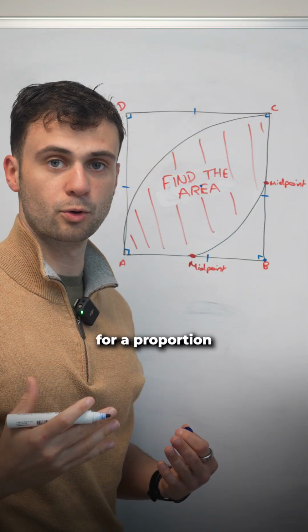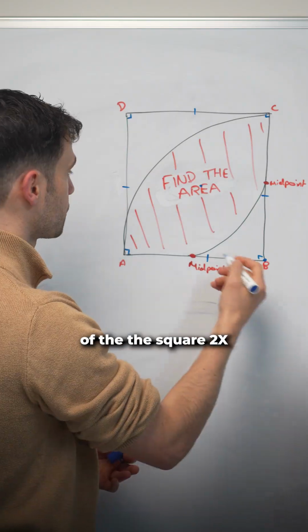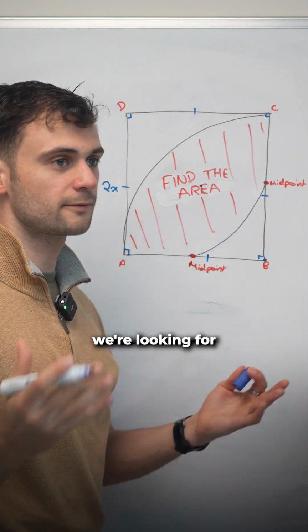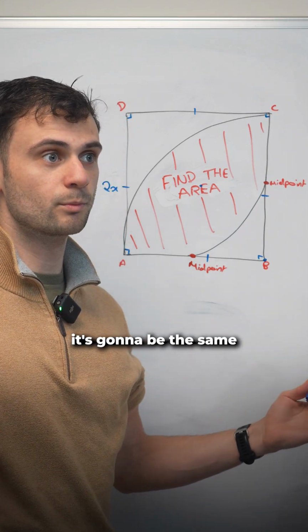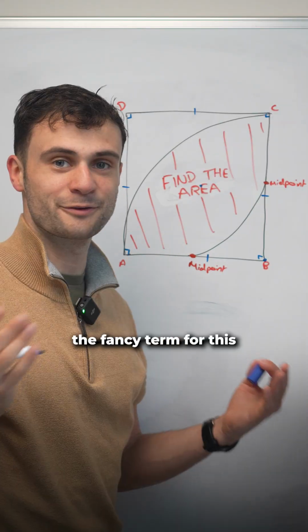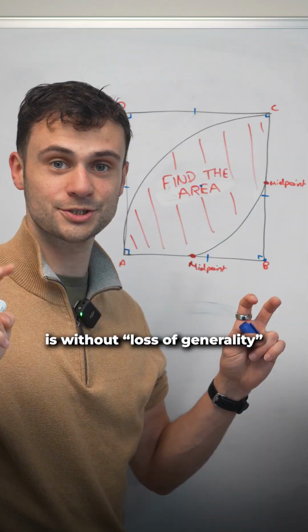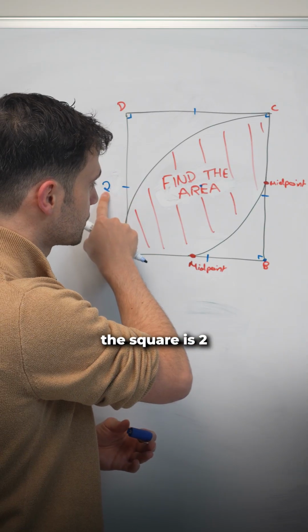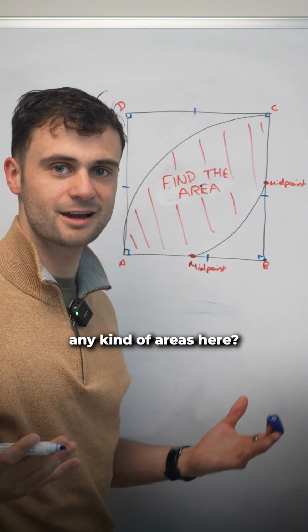Because we're looking for a proportion, we could call the side of the square 2x if we want to be general, but it's going to be the same whatever the size of the square is. So we can actually just leave off the x, and the fancy term for this is without loss of generality, we can just call the side length of the square 2.